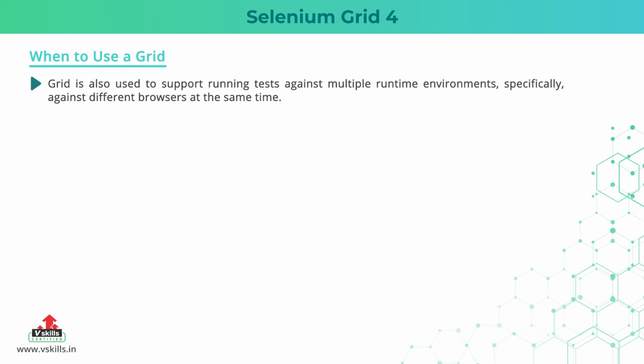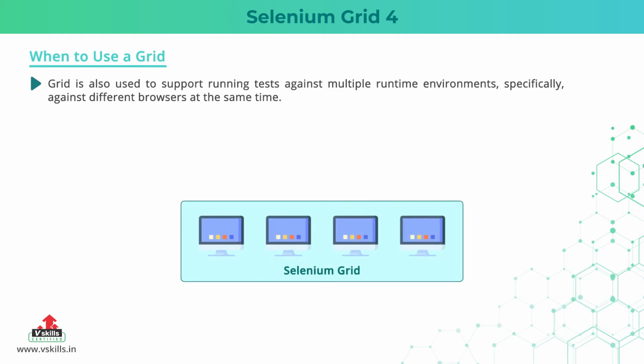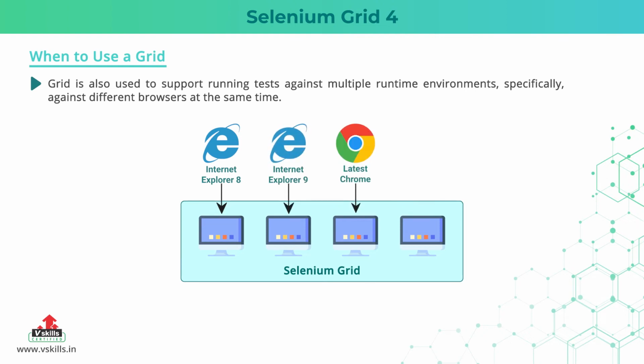Grid is also used to support running tests against multiple runtime environments, specifically, against different browsers at the same time. For example, a grid of virtual machines can be set up with each supporting a different browser that the application to be tested must support. So, Machine 1 has Internet Explorer 8, Machine 2, Internet Explorer 9, Machine 3 the latest Chrome, and Machine 4 the latest Firefox.